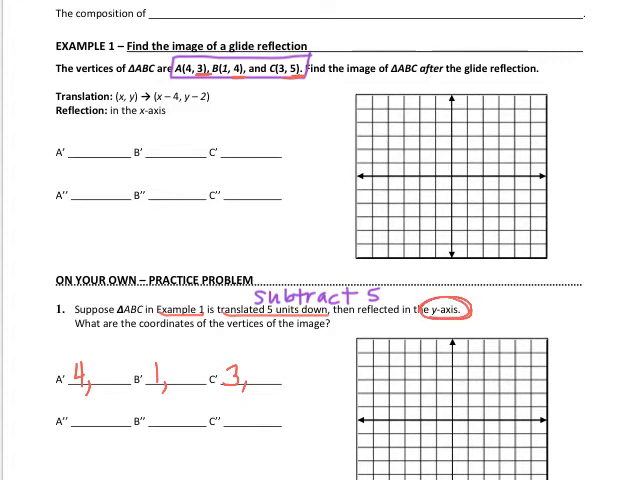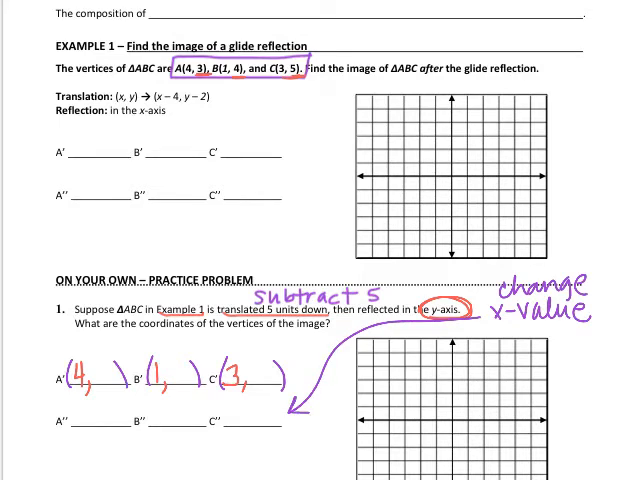So once you get these 3 points completed, you're going to reflect in the y-axis. This changes the x value to negative. Okay, so change the x value when you go to do this next step to the opposite value. So the x value for A double prime is going to be negative 4. The x value for B double prime is going to be negative 1, and the x value for C double prime is going to be negative 3. But you still have to find the y value by subtracting 5.